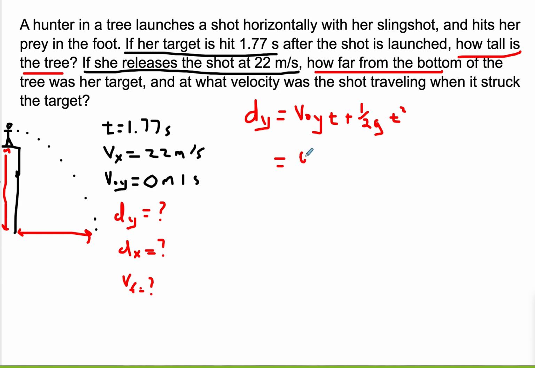So starting speed in the y direction is 0. Time is 1.77. Gravity is 9.8. Time, once again, 1.77. And we're going to square that whole thing. So can someone tell me what that equals?